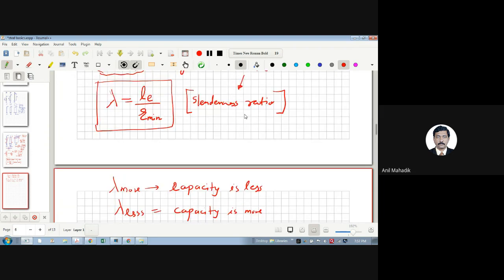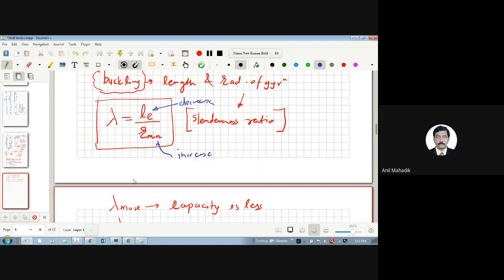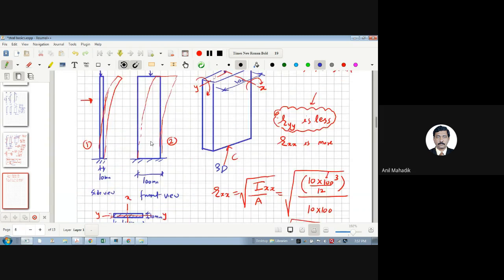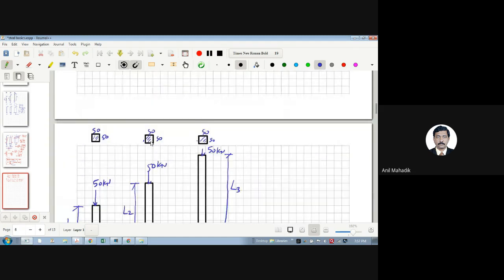So if you want to increase the capacity, either you decrease the length, or increase R minimum. Are you getting it? Then you can have a less slenderness ratio, and then the capacity will be more. So whenever you choose any section, choose a section for which the R minimum value is more. Or if you have sections like this.